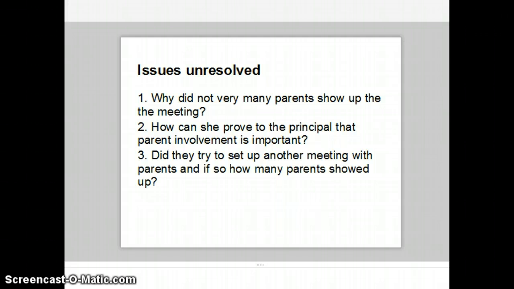Some of the issues that are still unresolved. Why did not very many parents show up to that first meeting? Was it because of the lack of notice, or what was going on with that? How is she going to prove to the principal that parent involvement is important? She really hasn't proved that. She's kind of just brought up the topic of the lack of parent involvement. And did they try to set up another meeting with the parents? And if so, how many parents showed up to that meeting?